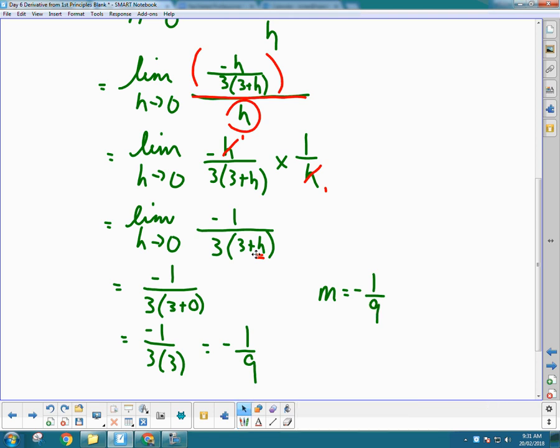The key on that is being able to remember that you're going to take a common denominator, bring it together correctly, and when you divide by h, you multiply by the reciprocal. That's where your canceling happens.